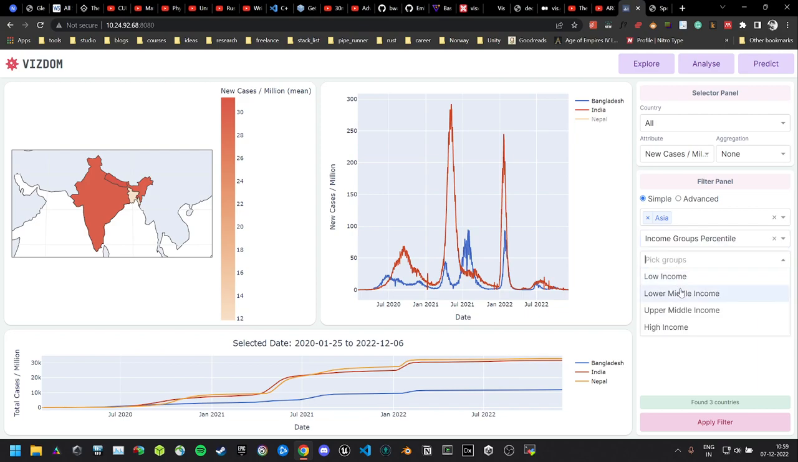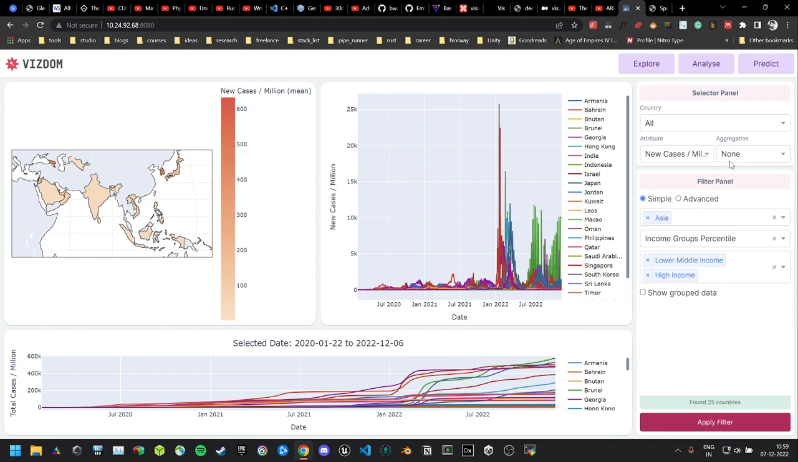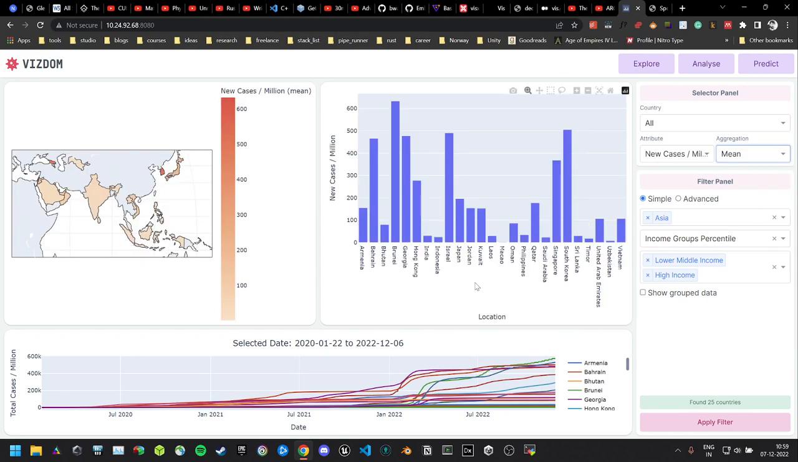So we'll pick up countries from lower middle income and high income, because lower middle income is where India falls in, and high income is the countries basically that will have resources to deal with it. Now, we'll convert this to mean and we'll create two study groups. Why so? Because we want to pick maybe three countries who did poorly and three countries who did well.